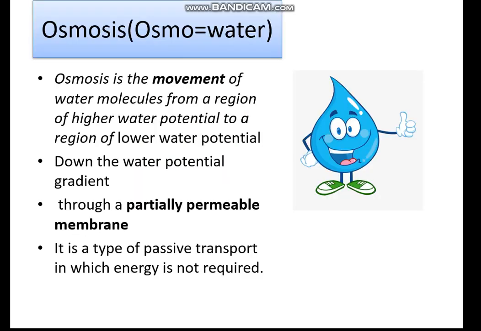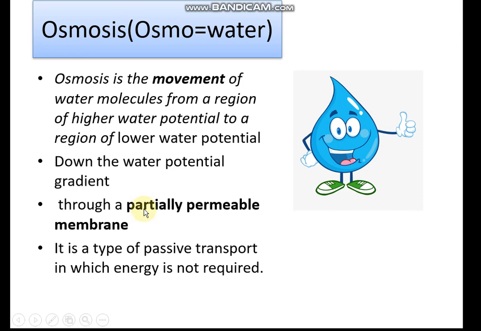Moving on to our next topic, that is osmosis. But keep one thing in mind: whenever there is the word osmo, it means we are dealing with water. The word osmo means water. Whenever we are talking about movement of water molecules, you should keep in mind that osmosis is the type of movement of water molecules from the area of their higher water potential to the area of their lower water potential. In simple words, we can say down the water potential gradient.